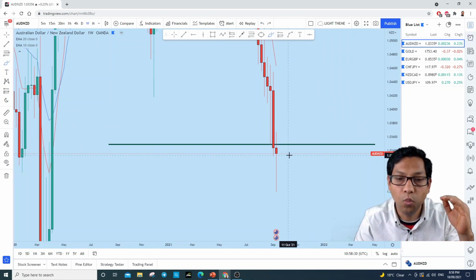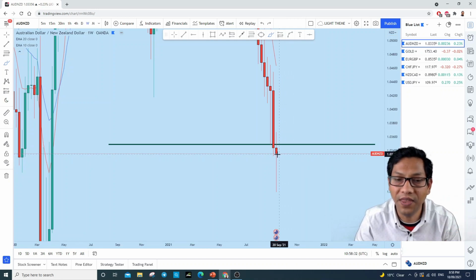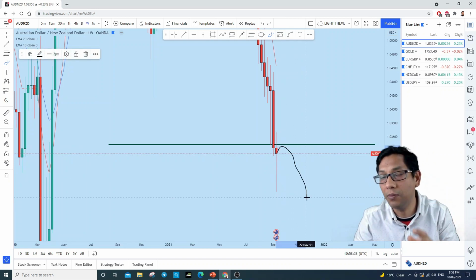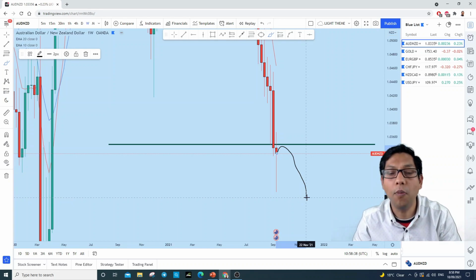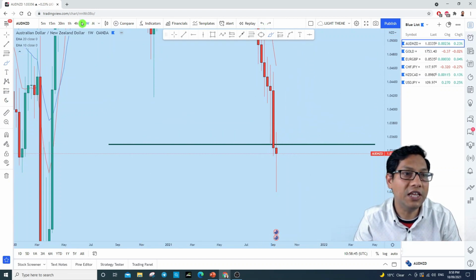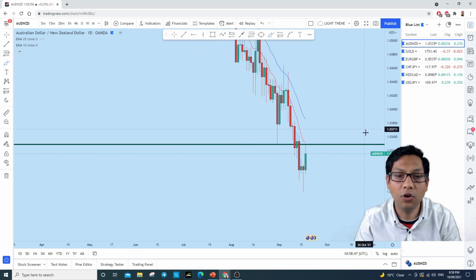It means that when the market opens next week, we might see a little bit of an uprise, and then from here we might see another drop to the downside, because there is a strong level of resistance here. Now let's go down to the daily time frame to see what kind of opportunity we have.